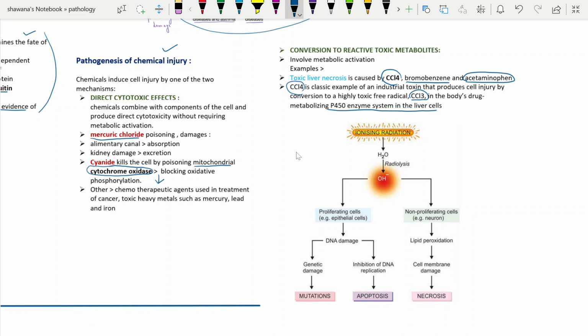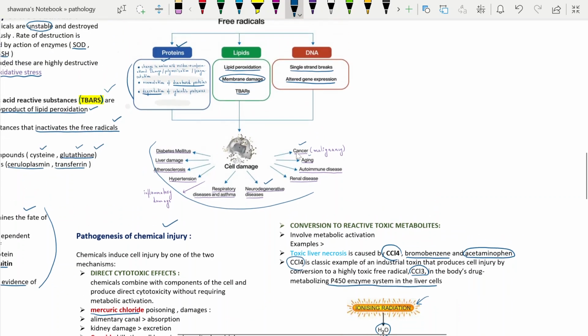This is the ionizing radiations. They cause the radiolysis of water to the hydroxyl radical, and the hydroxyl radical is a ROS, reactive oxygen species, and causes lipid peroxidation, DNA damage, genetic damage, cell membrane damage, all of them.